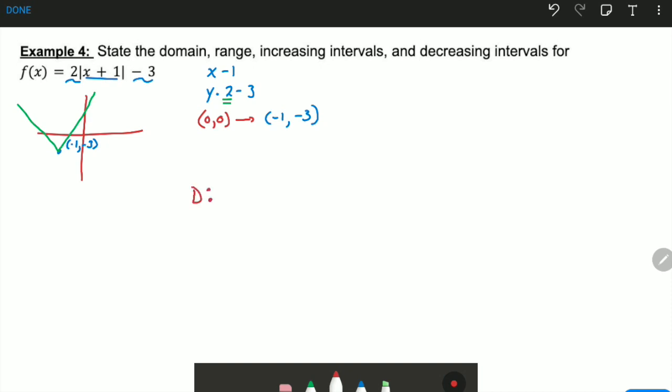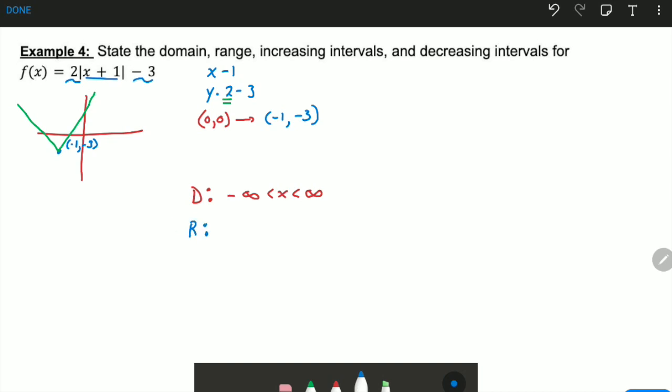Starting with domain, absolute value functions are nice because their domain is always all real numbers, or if you prefer, negative infinity less than x less than infinity. You can check it like we used to, but that is the domain for absolute value functions, unless you're intentionally restricting it.